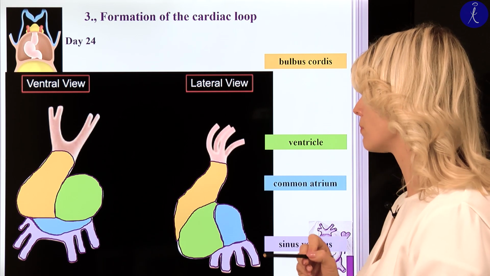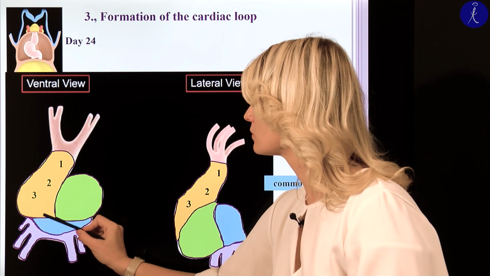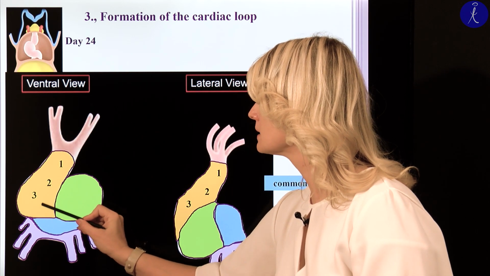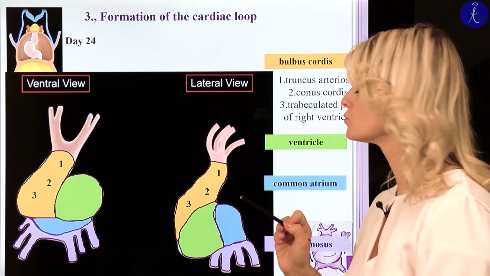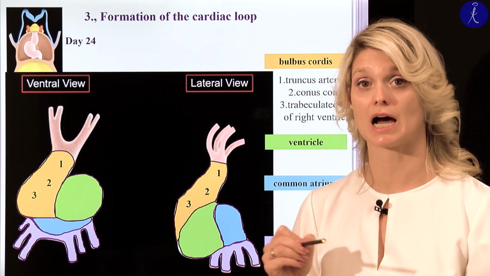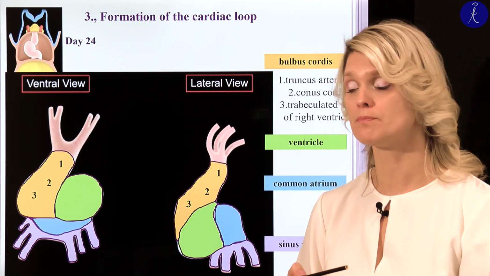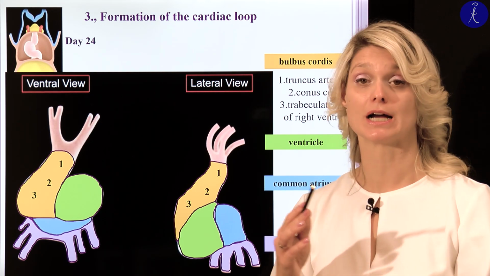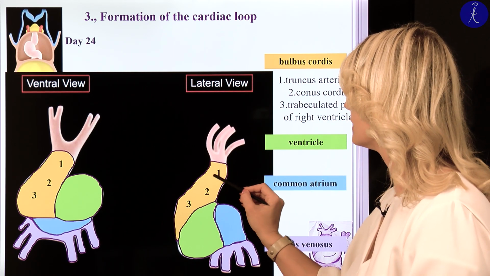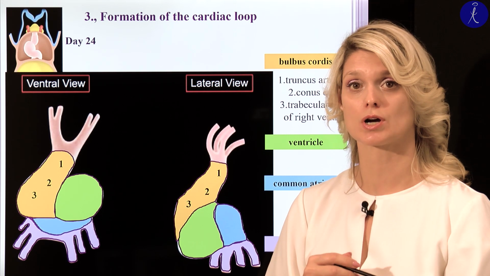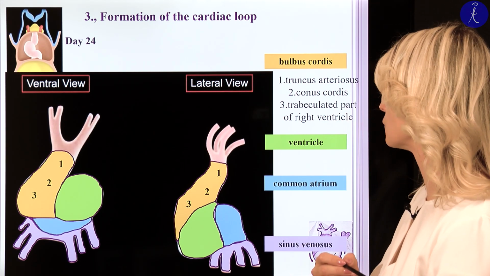It has three main parts. The trabeculated part of the right ventricle will develop from this part. Part number 2 is the conus cordis. From this will develop the outflow parts of the right and the left ventricle. Of course, we have to divide it into right and left side finally. And there, number 1 is the truncus arteriosus. From this will be the aorta and the pulmonary trunk.